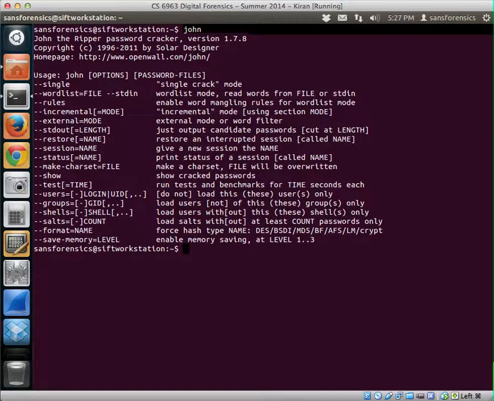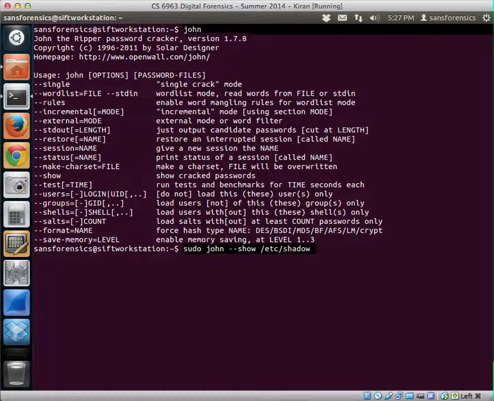What you see here are the various options for the tool. Essentially you can provide a custom word list using the wordlist option. There are different modes of attack. You could specify rules, the mangling rules that we discussed a couple of minutes ago. So there are a number of options.